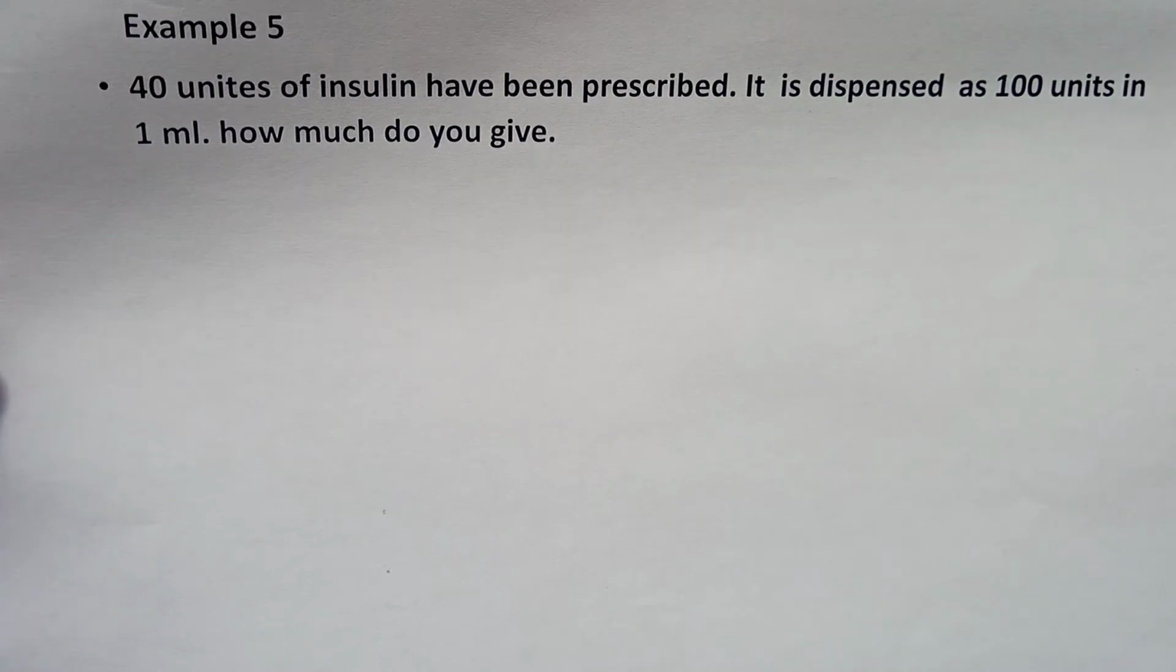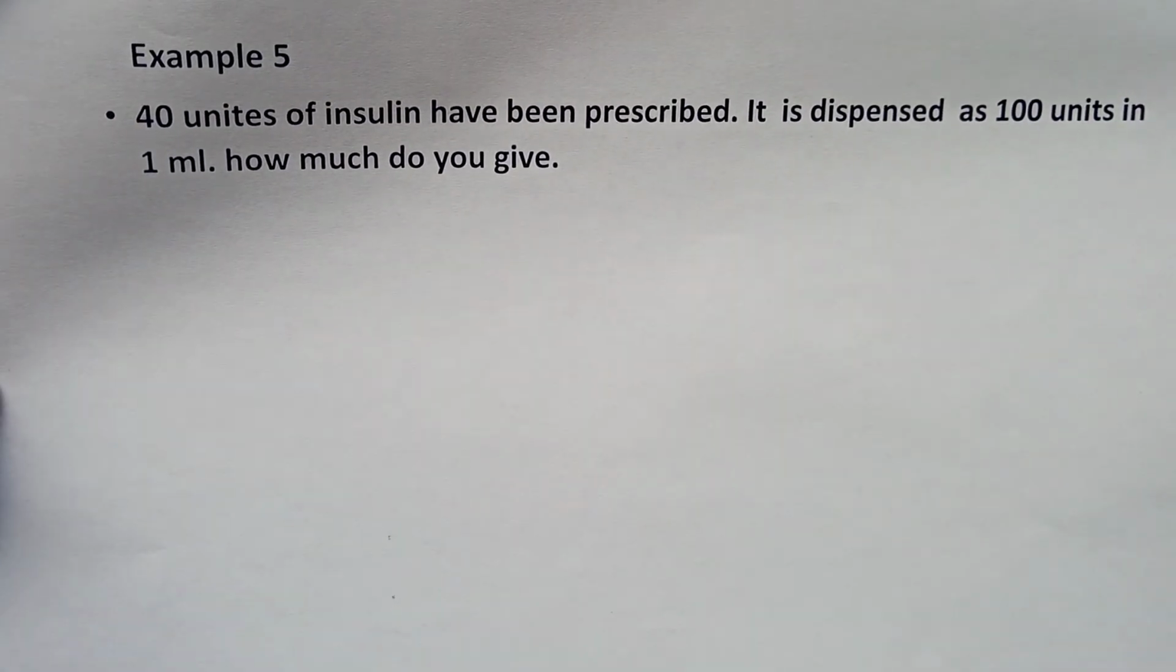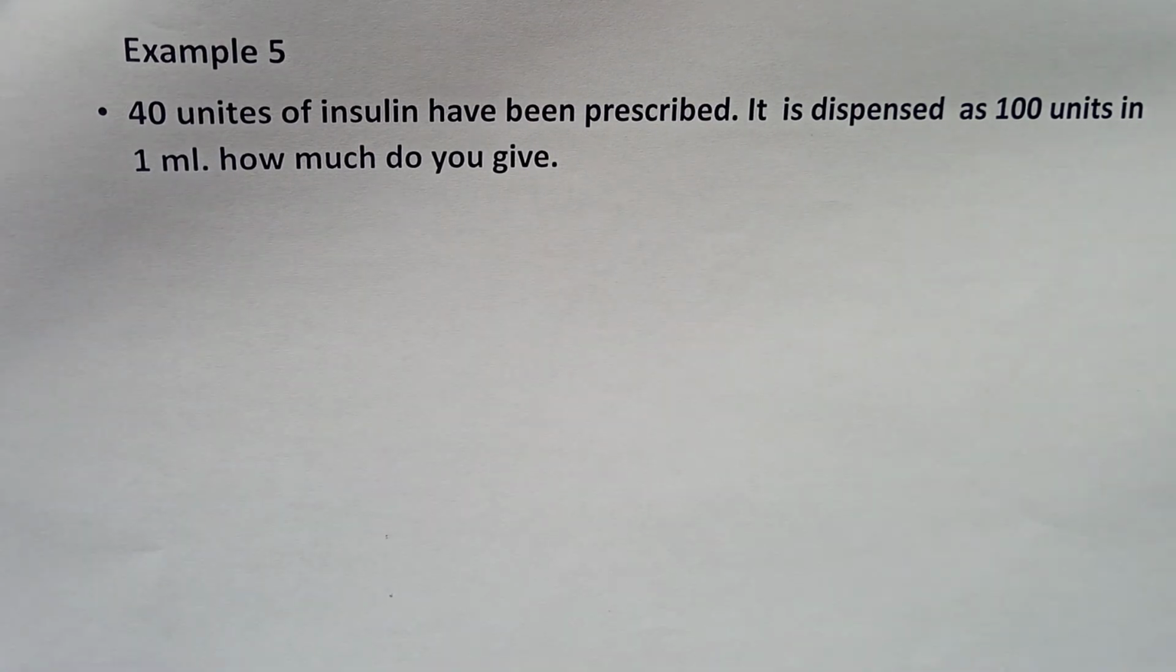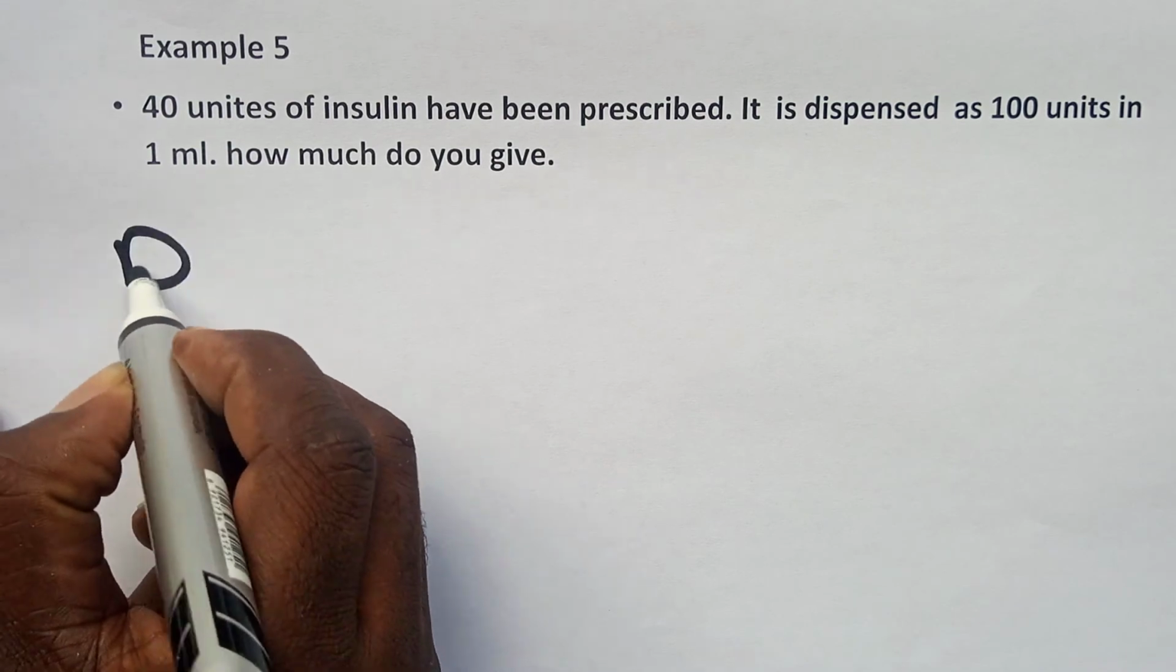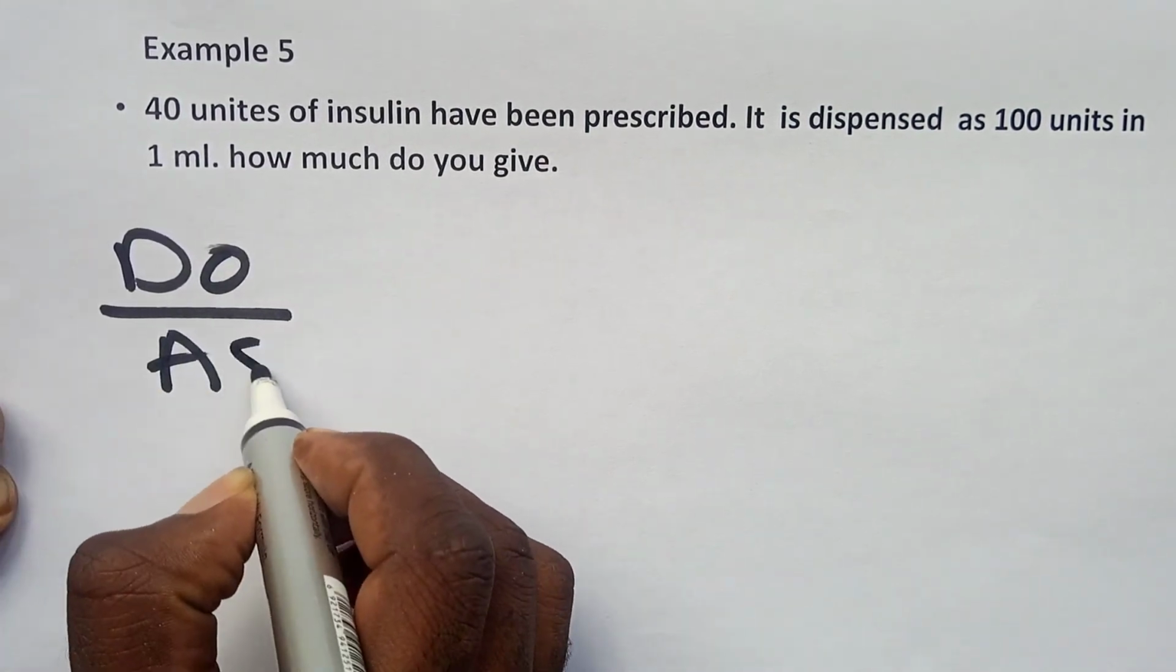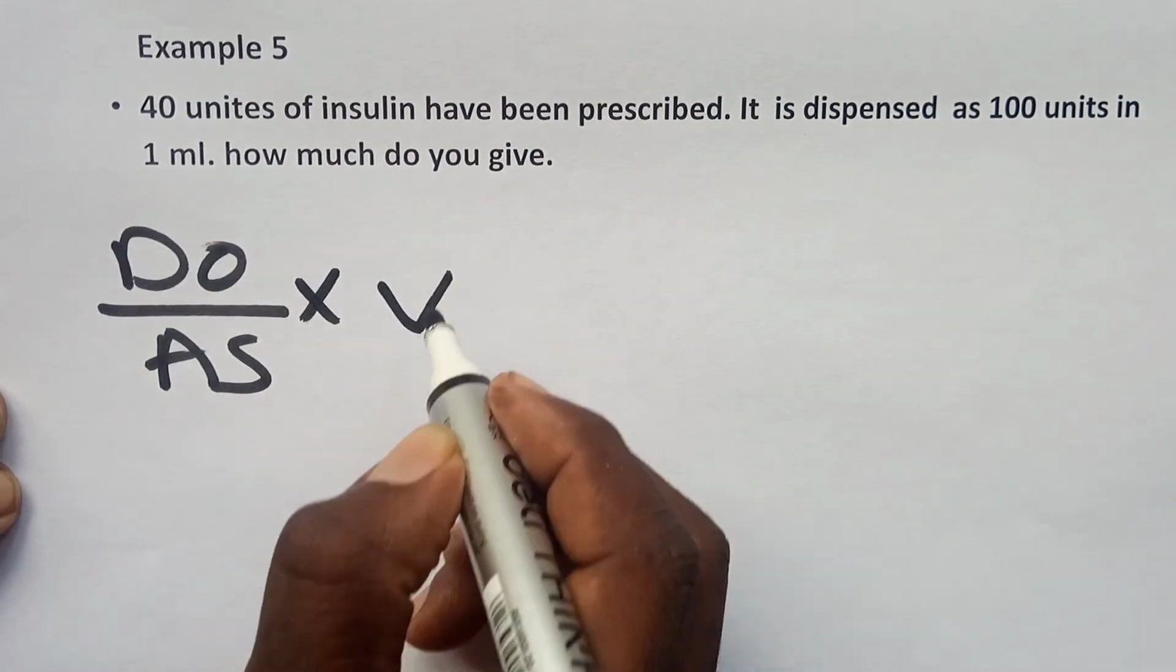The last example is here. Example number 5. On this example, we are saying 40 units of insulin has been prescribed. It is dispensed as 100 units in 1 mil. How much do you give? Okay, very interesting question. Hope you are understanding and enjoying my presentation. So, of course, let's write down our formula. Our formula is doctor's order over the available stock or strength times volume.